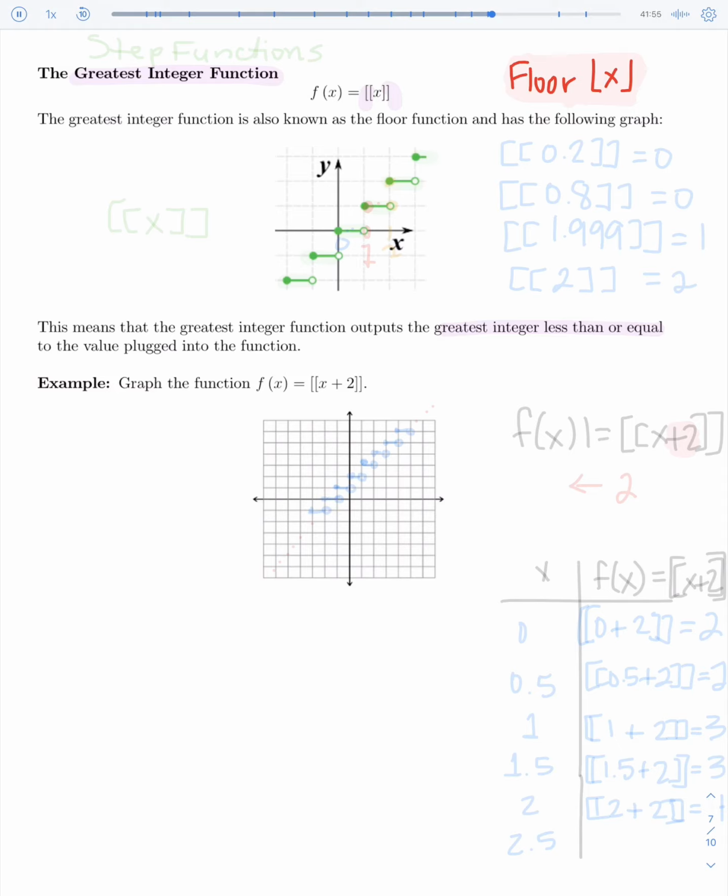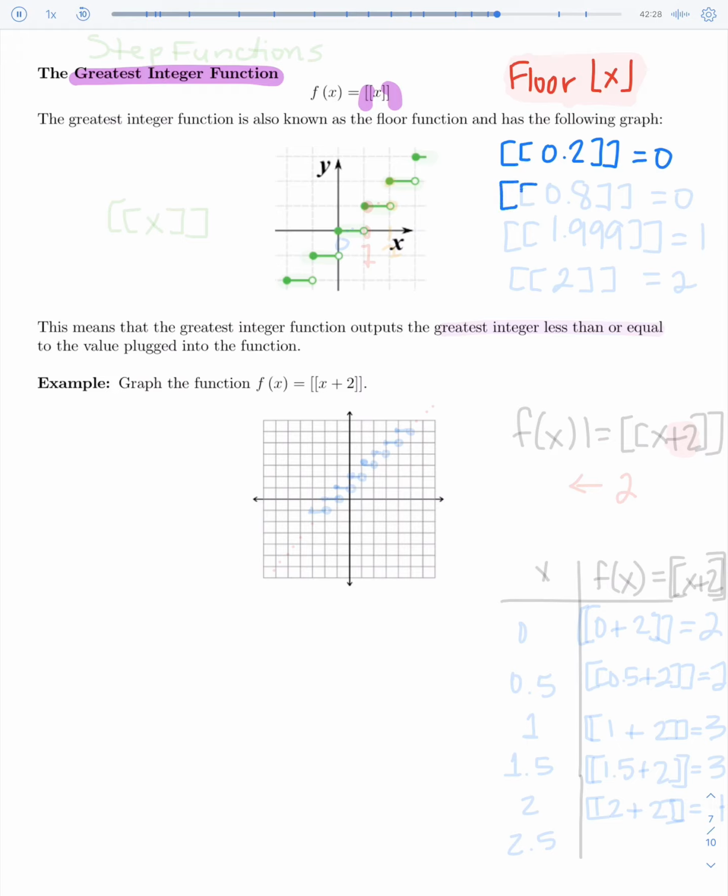And what you'll notice is the greatest integer function has two brackets on either side of your x. And what this greatest integer function does is it rounds down any decimal value to the nearest integer. So for example, if we take the greatest integer function of, let's say, 0.2, it rounds it down to the lowest integer, or the integer less than or equal to this, which is 0.